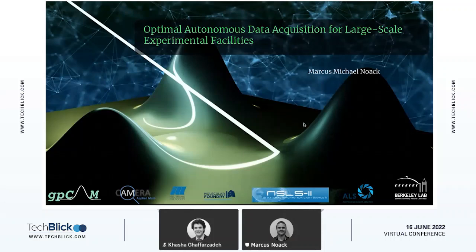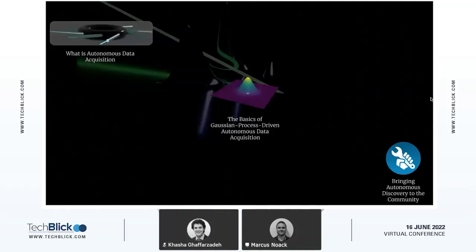So again, I'm with CAMERA, the Center for Advanced Mathematics for Energy Research Applications, but this work has many collaborators around the globe. So I want to get started by talking at a high level about what autonomous data acquisition is in general. I want to talk a little bit, again at a very high level, about the underlying technique, which is mainly uncertainty quantification based on what is called a Gaussian process. And we're going to see what that is, and also look at a few examples. And in the end, I want to give you some tools so that you can do that yourself at home or at your home institution.